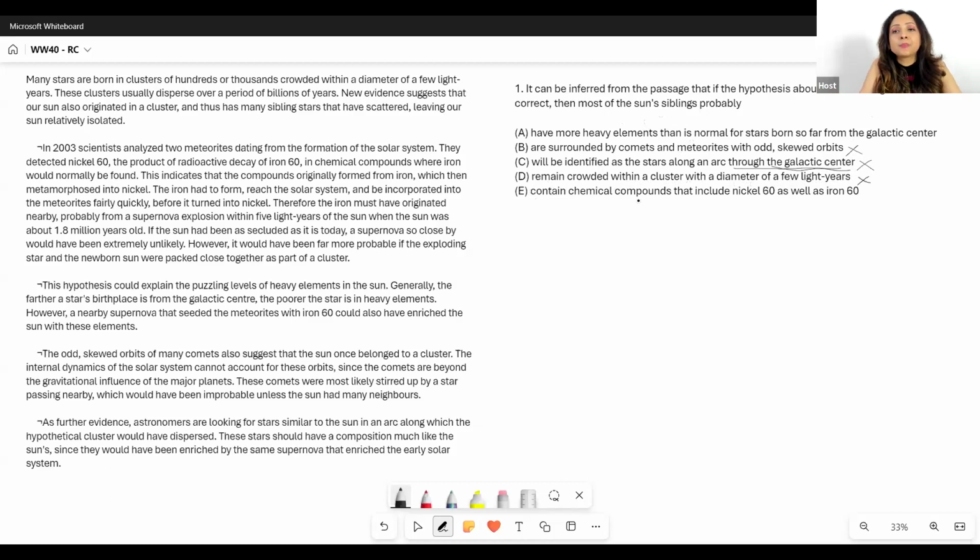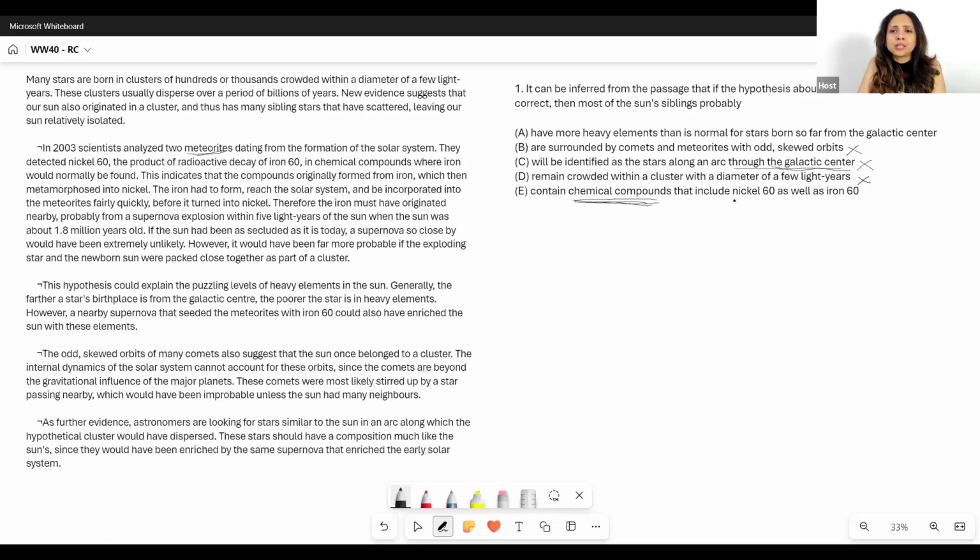Now, they contain chemical compounds that include nickel 60 as well as iron 60. Look, we are given that they would likely have heavy elements, right? Now, do they have chemical compounds? Did they form chemical compounds? We don't know even whether the sun has chemical compounds. We know that it has those heavy elements. But the chemical compounds, if you remember, were found in the meteorites. The meteorites had those chemical compounds, right? So not our sun.